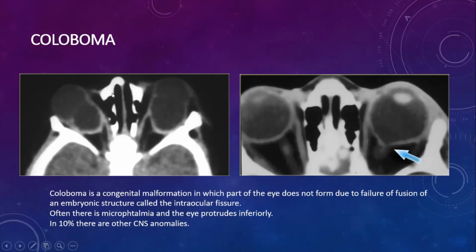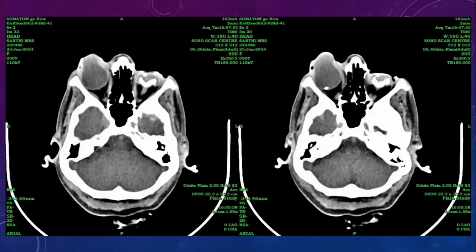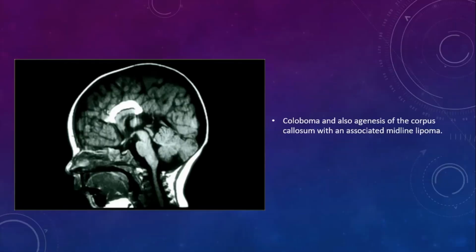Most colobomas will be associated with CNS anomalies, and one of the most common CNS anomalies that we encounter is corpus callosal agenesis associated with a pericallosal lipoma. So once a coloboma is suspected, it is better we go into the brain, and screening of the brain is also mandatory.